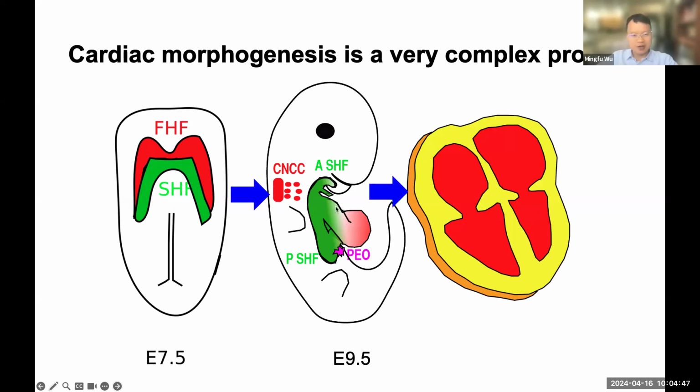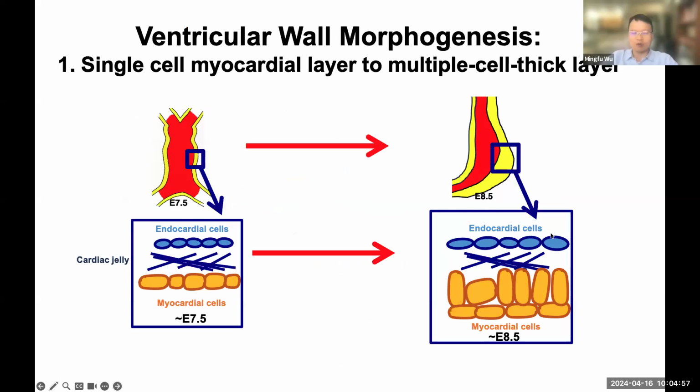What I want to tell you is this is a very complicated process, and what we're going to focus on today is only the heart wall morphogenesis. But even the heart wall morphogenesis is very complicated. I arbitrarily divide this process into three steps. The first step is the single cell myocardial layer becoming a multiple cell thick layer.